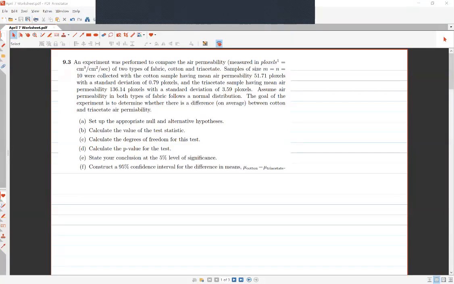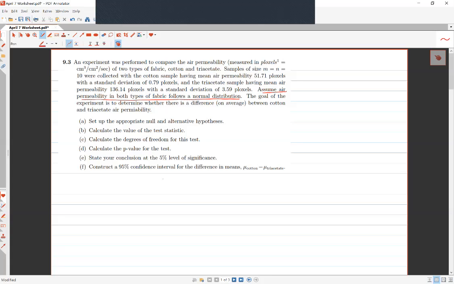Let's look at the first problem here, which looks at an experiment that compared the air permeability of two types of fabric, cotton and triacetate. Samples of size 10 were collected from each kind, and we have, for both the cotton and triacetate samples, the mean and the standard deviation of air permeability. We also assume that the normal distribution holds here for air permeability in both types of fabric. And so the goal is to determine whether there is a difference on average between the two types of fabric.